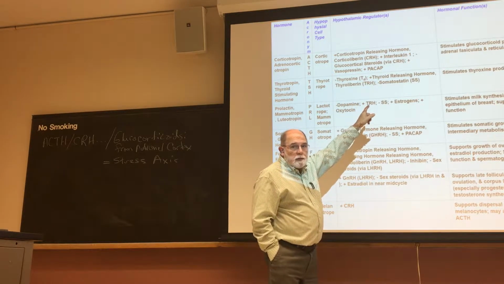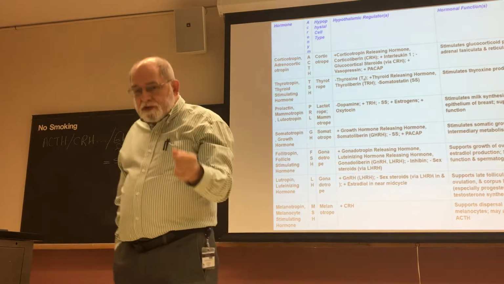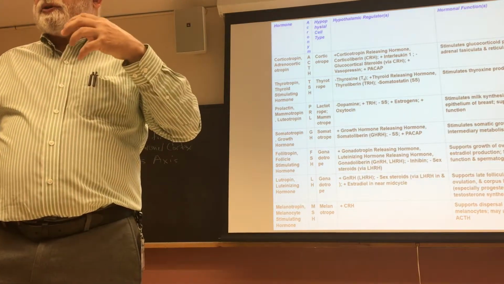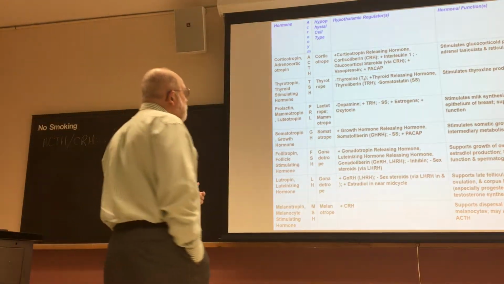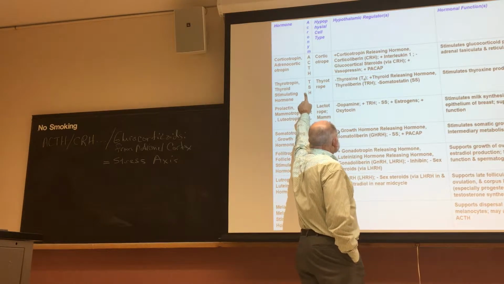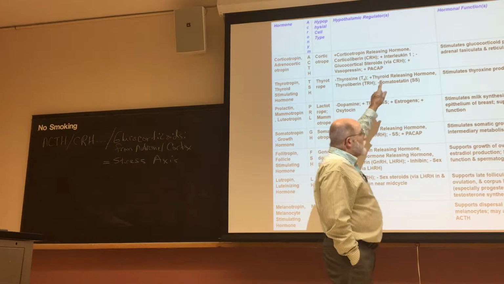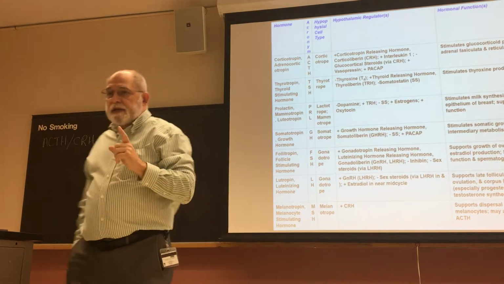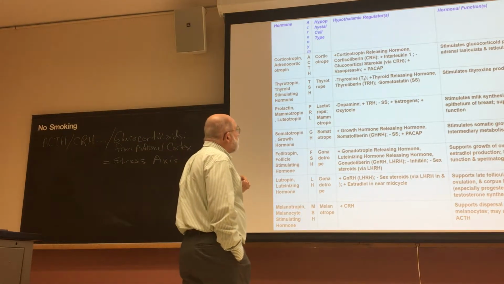Interleukin-1, which is a protein that's produced in the periphery by white blood cells in response to the stress of infection, is also a stimulator of ACTH. Glucocorticoid steroids are a negative feedback inhibitor of ACTH release and POMC production.